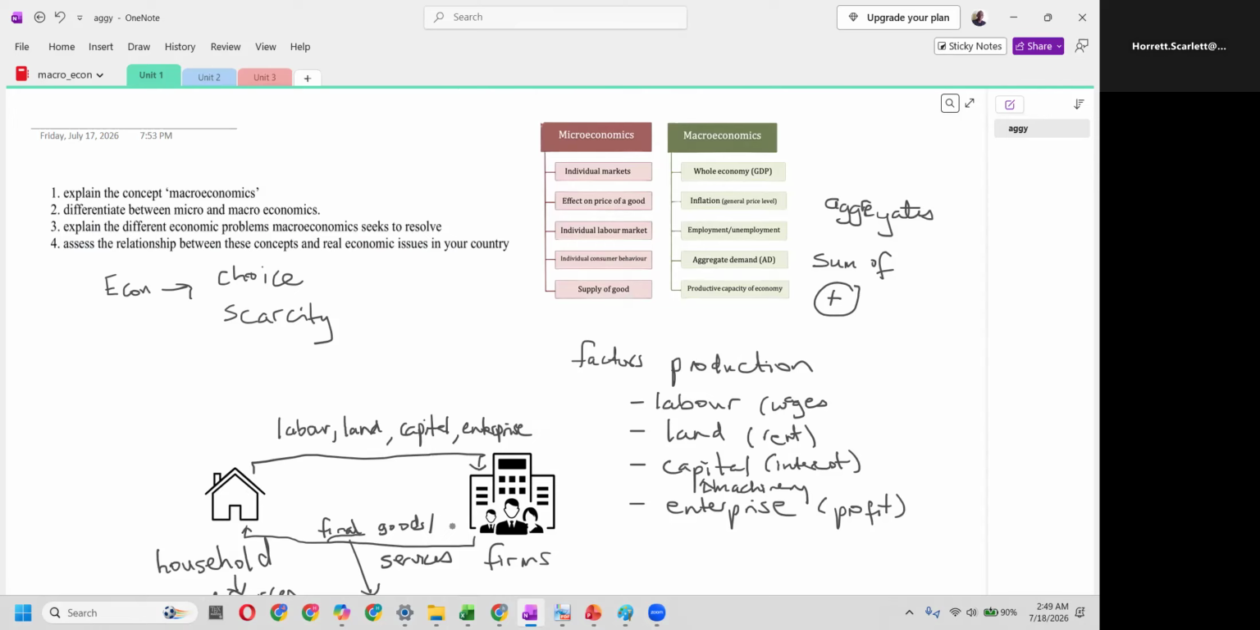Just to further iterate, before we close though, that when we look at the household, we are looking at the totality of all the households. So we are not looking at the choice of one single household, but we're looking at the choices made by all of the households in terms of labor, land, capital, enterprise. And also, we're looking at the collective decisions which are being made by all the firms. And this will capture all the final goods and services which are being produced within the economy.